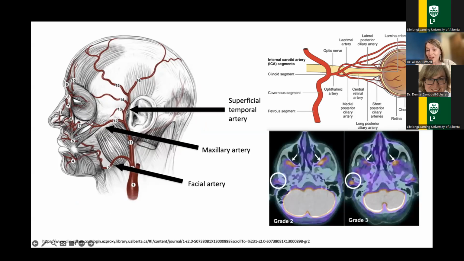We can see it on PET scans. So down here in the circle, you can see inflammation of the superficial temporal artery, but over here you can see maxillary artery involvement too. So some patients will present with almost more of a sinus pain headache, and they have vasculitis in there as well. Up here, we see the blood supply to the back of the eye. So the vision loss is most commonly explained by ischemia or infarcts in the ophthalmic and posterior ciliary arteries.